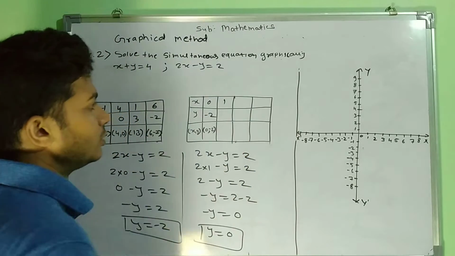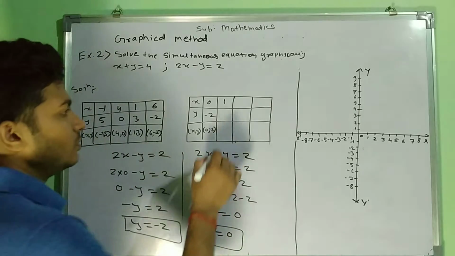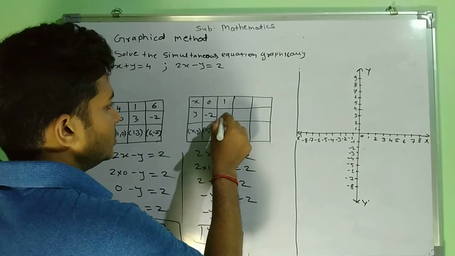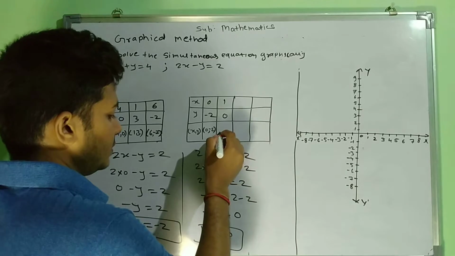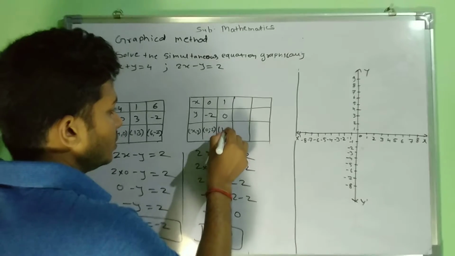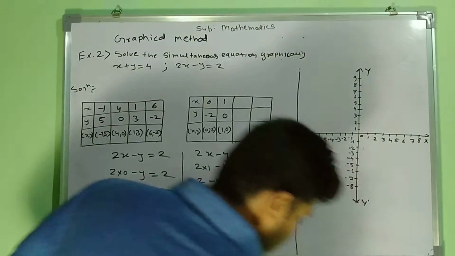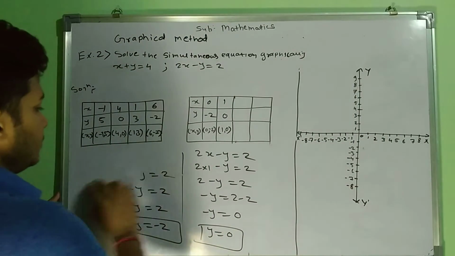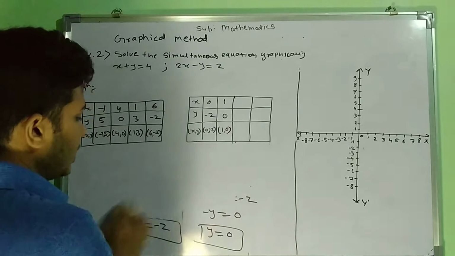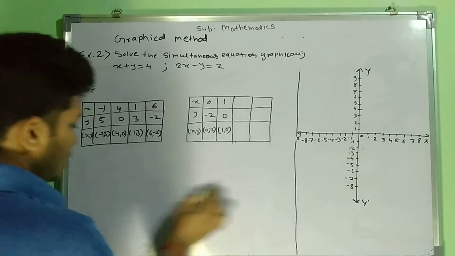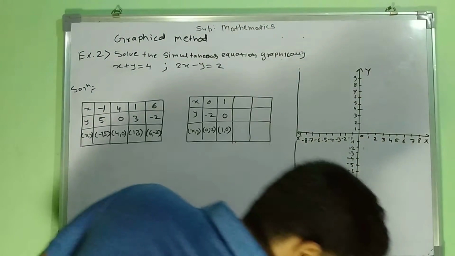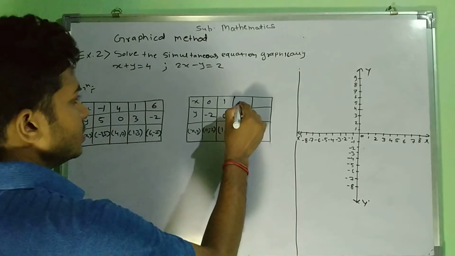So if we take the value of x as 1, we get the value of y as 0. So the next order pair will be (1, 0). We need to find two more order pairs. We can take any value of x. Now here we will take the value of x as 3.